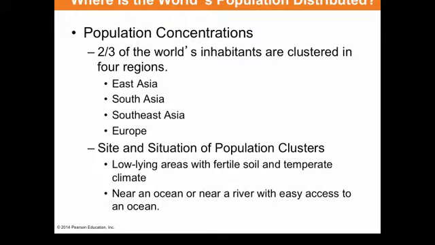Two-thirds of the world's inhabitants are clustered in four areas: East Asia, South Asia, Southeast Asia, and Europe. You're going to be getting a map in class that shows the different geographic regions of the world, and you're going to have to know them like the back of your hand, and you're going to have to be able to answer these quickly and accurately.